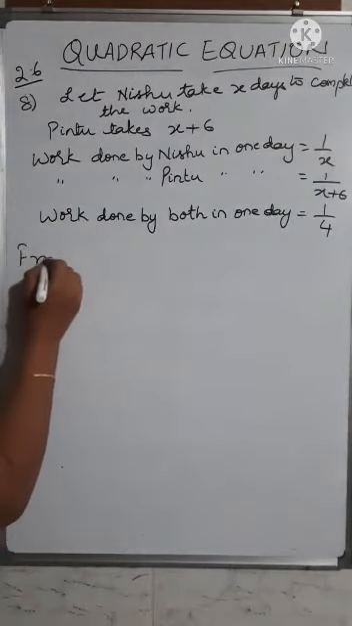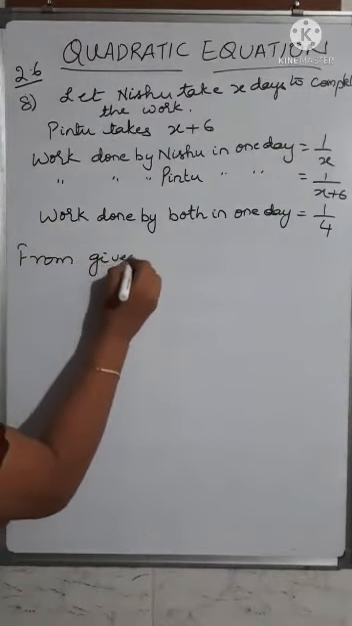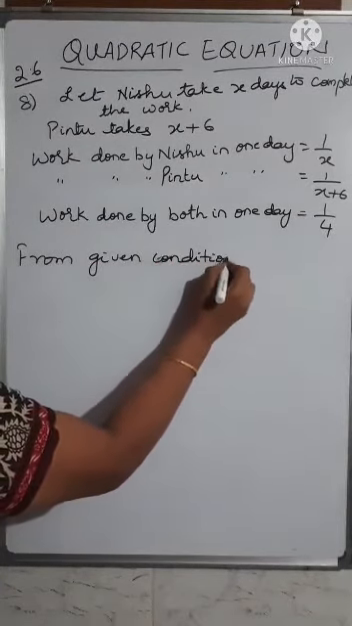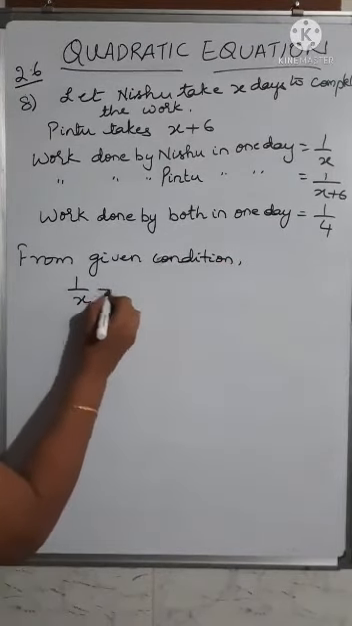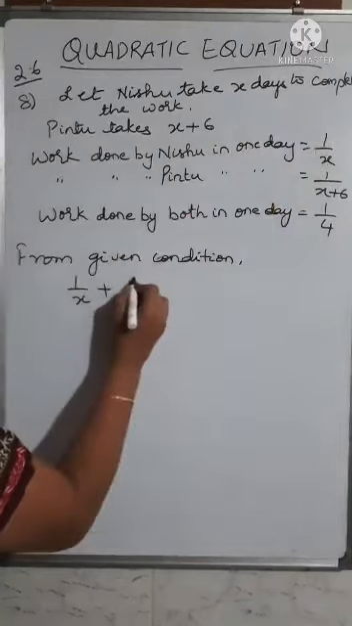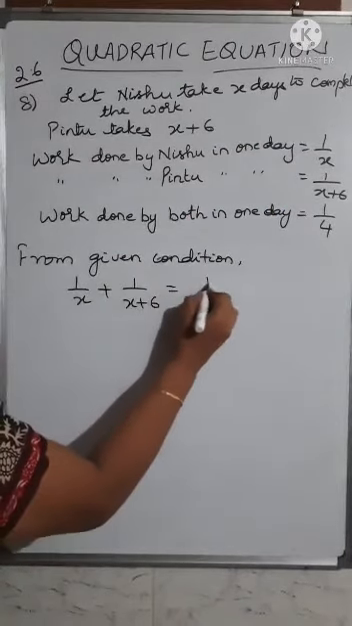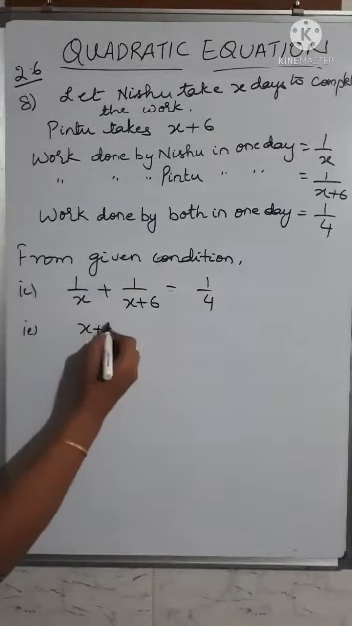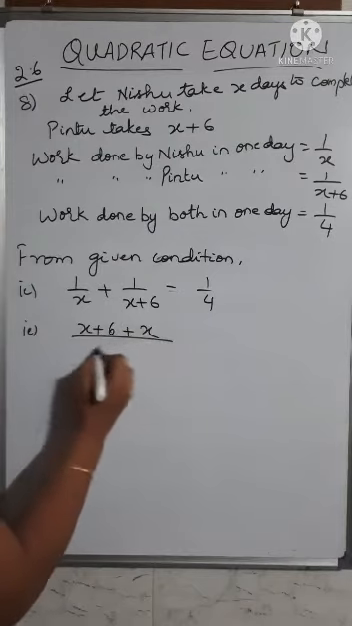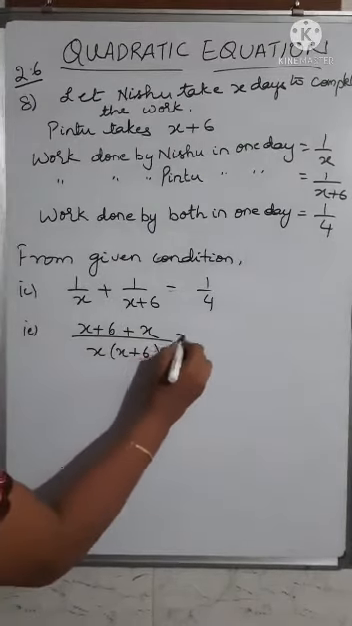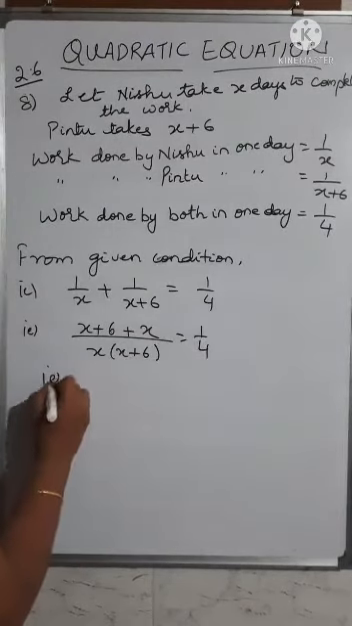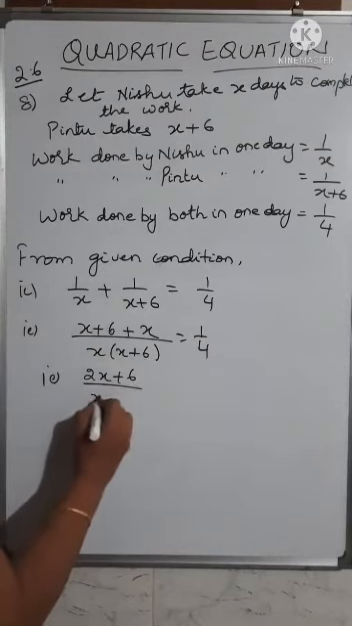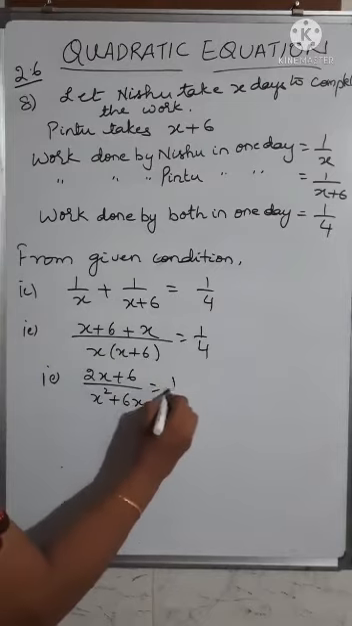So from the given condition, you get 1 upon x. This is both together, so you have to add these two: 1 upon x plus 1 upon x plus 6 is equal to 1 upon 4. So this you have to simplify. As in the previous problem you have done the same way, you get x plus x plus 6 upon x into x plus 6 is equal to 1 upon 4. So you get 2x plus 6 upon x square plus 6x is equal to 1 upon 4.